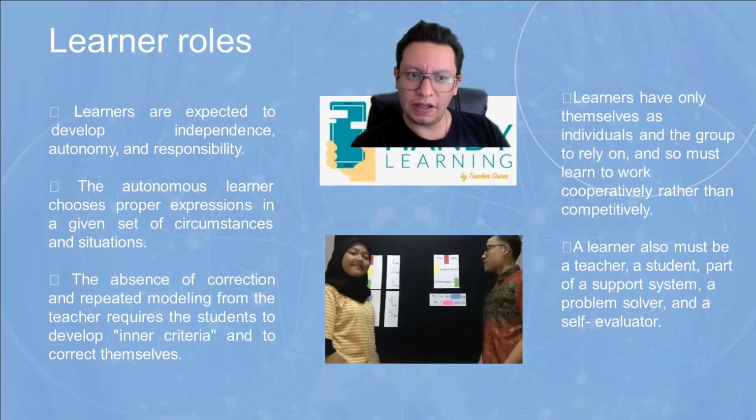Well, the learners are expected to develop independency, autonomy, and responsibility. An autonomous learner chooses proper expressions in a given set of circumstances. Okay, so as there is not too much correction, students need to develop their own criteria so they can compare themselves with the resources they are finding, so they can find and they can also become aware. This is a metacognition exercise. They should become aware of their own needs in the language. And that is how they are going to grow in their knowledge.